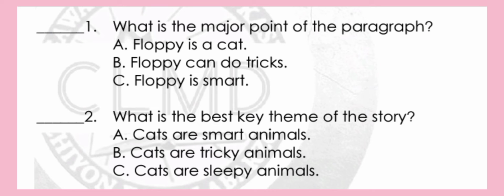Number 1. What is the major point of the paragraph? A. Floppy is a cat. B. Floppy can do tricks. C. Floppy is smart. C. Floppy is smart. Number 2. What is the best key theme of the story? A. Cats are smart animals. A.